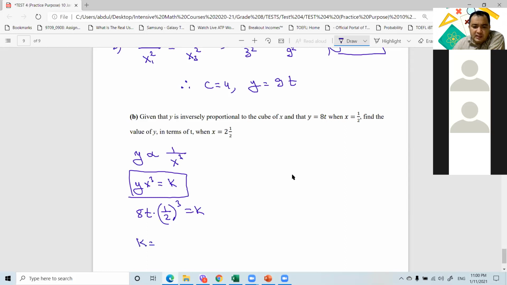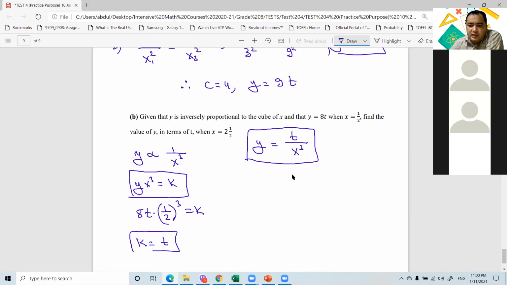So what is k? k equals t. So our equation here is then this: y is equal to t over x cubed. That is how y and x are related to each other. Now, what is the question here? Find the value of y in terms of t when x equals this. So now that's the first part.